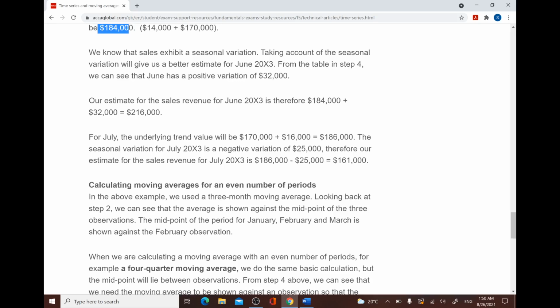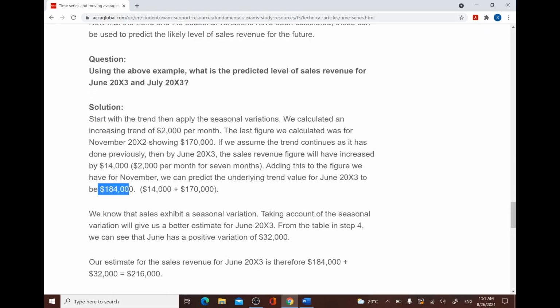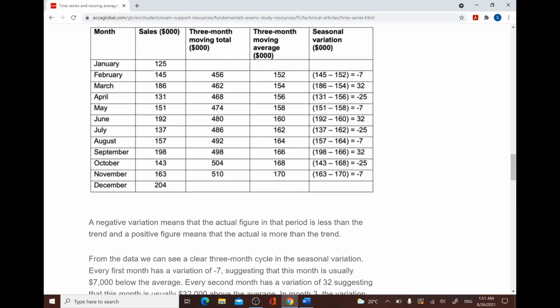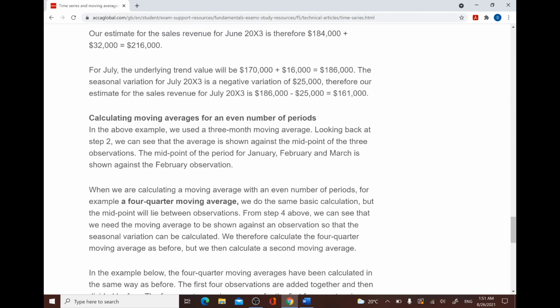And again, what about July? It's the same thing. For July, this is not just 170, you will have to top up with 16, because June was 14 and July is one additional month, so it's 186. Let's check the seasonal variation for July. The seasonal variation is minus 25,000. So we take the 186 and minus off 25, so the forecast sales in July is going to be 161, for your information.